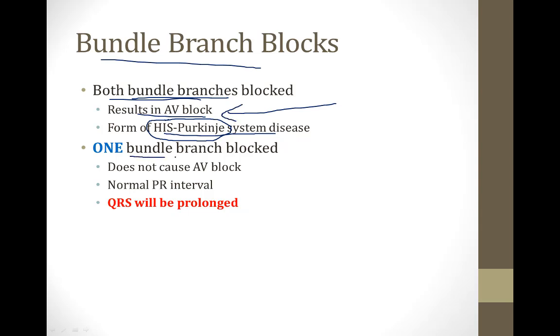If one bundle branch only is blocked, however, either the right or the left, this does not cause AV block. Instead, it will cause the QRS to be prolonged in the setting of a normal PR interval. To understand this, let's imagine that the SA node depolarizes in the heart of a patient who has a right or left bundle branch block. In other words, a patient where only one bundle branch is blocked.